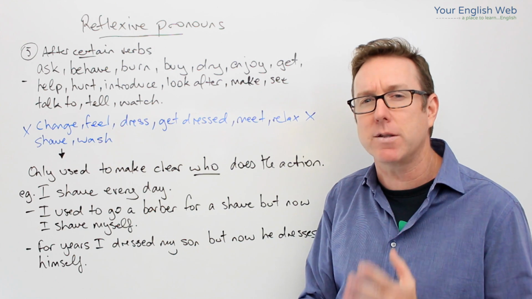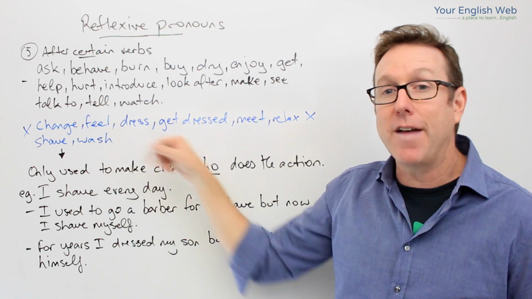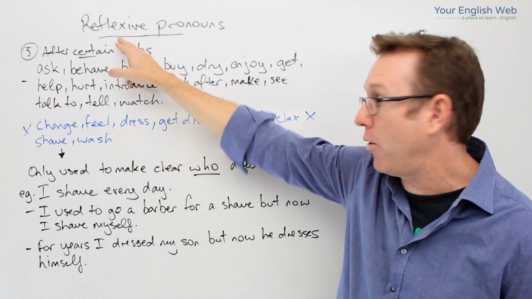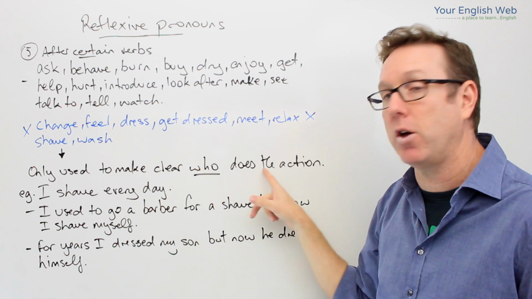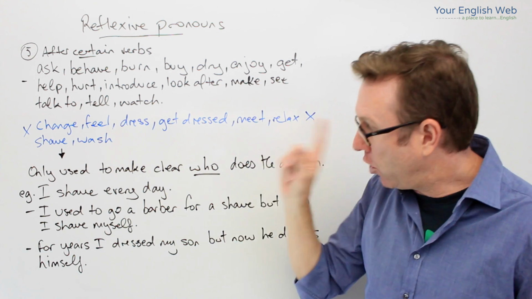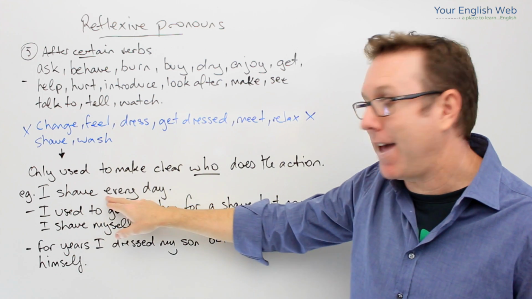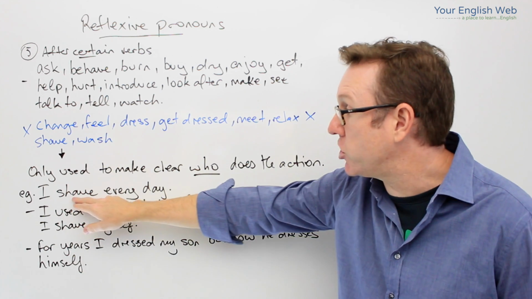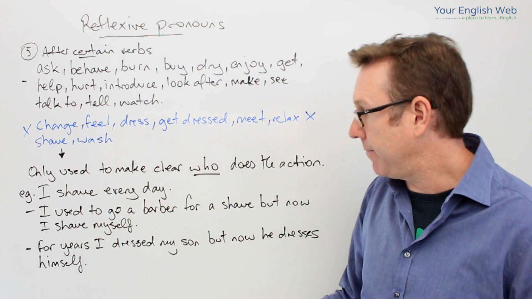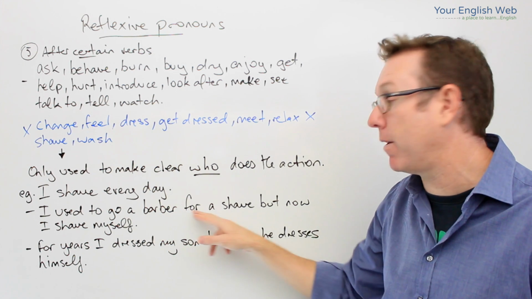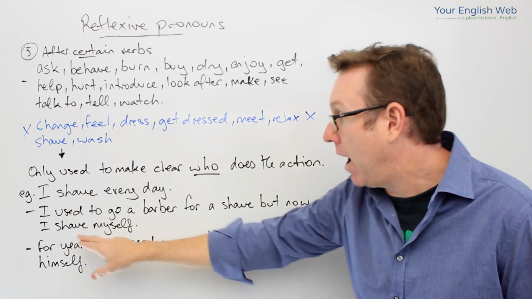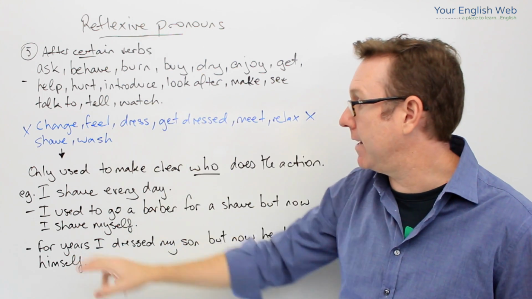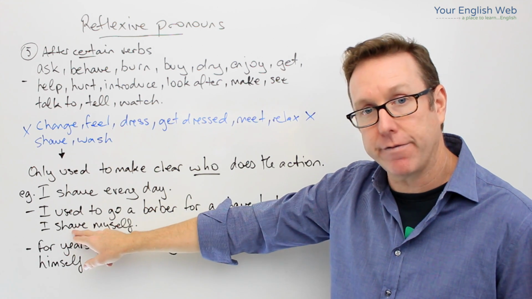Now, I say normally because there is an exception to the rule. And the exception to the rule is that we only use some of these verbs with reflexive pronouns when we're trying to make clear who does the action. Look at the example. I shave every day. I don't need to say I shave myself every day. But I used to go to a barber for a shave, but now I shave myself. So in this sense, we can use a reflexive with the verb shave.